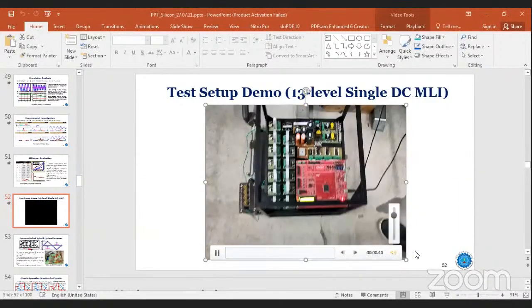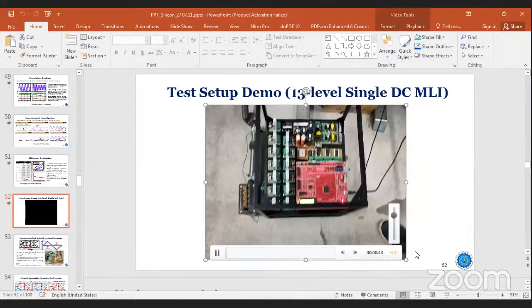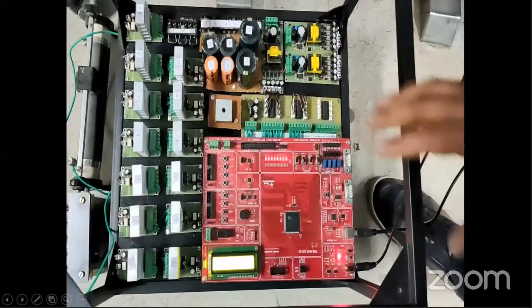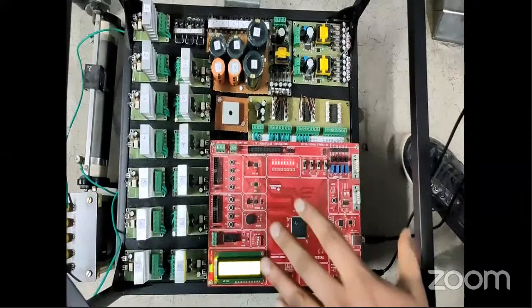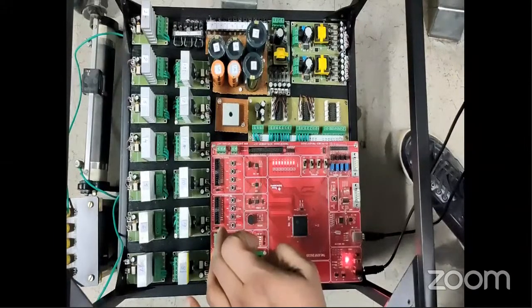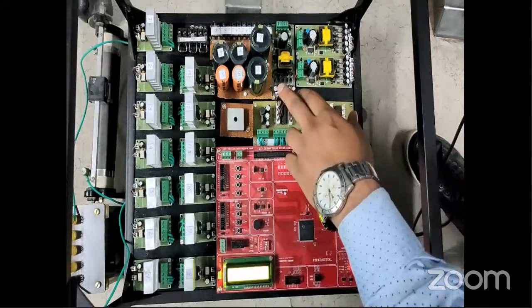So this is my experimental setup that we have developed in the laboratory. As we can see here, this setup contains a controller and capacitors. These are the inverter switches, which are controlled to generate the output. These capacitors are generally used for boosting the voltage. Instead of using multiple sources, we are using only a single source, and we are boosting the voltage using these capacitors.